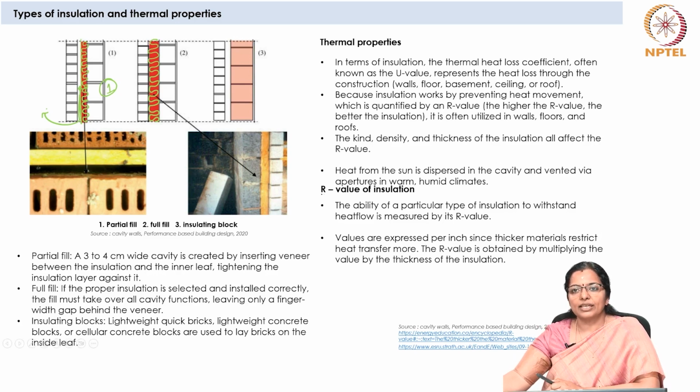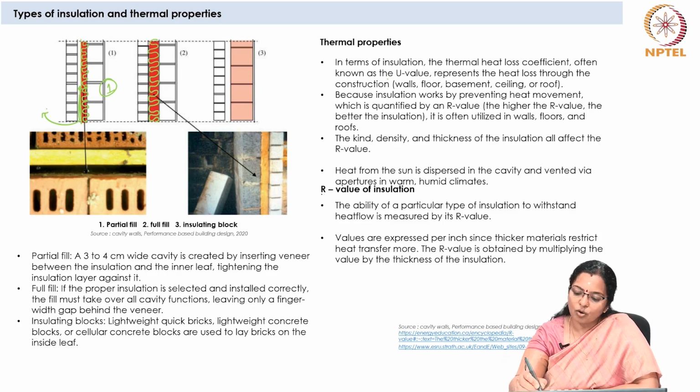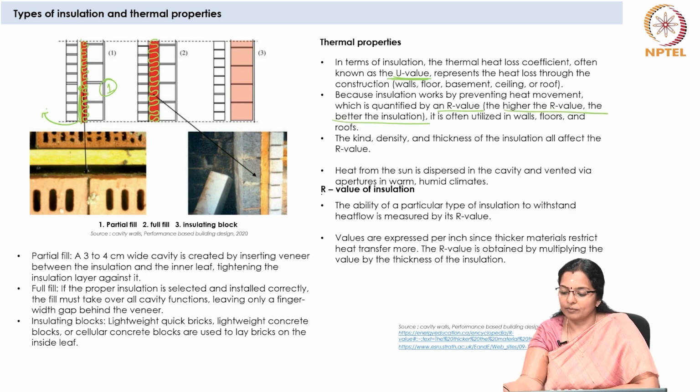In terms of insulation, if we look at the thermal properties, the thermal heat loss coefficient, also known as U value, also known as air-to-air transmittance, represents the heat loss through the construction. Insulation works by preventing heat movement, which is quantified by R value, where the higher the R value, the better the insulation.